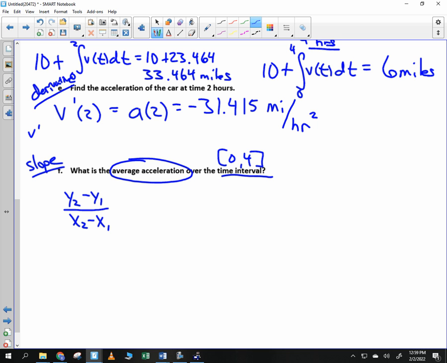But don't write that on the AP exam. Write this. How do we come up with y sub 2? We take v of 4. We plug 4 into the velocity function, right? Minus what? V of 0, divided by 4 minus 0. Everybody see that those are related? Great. So I've got to come up with V of 4 and V of 0, and then 4 minus 0.